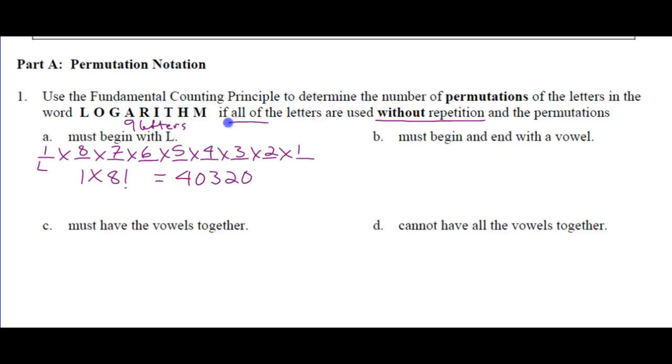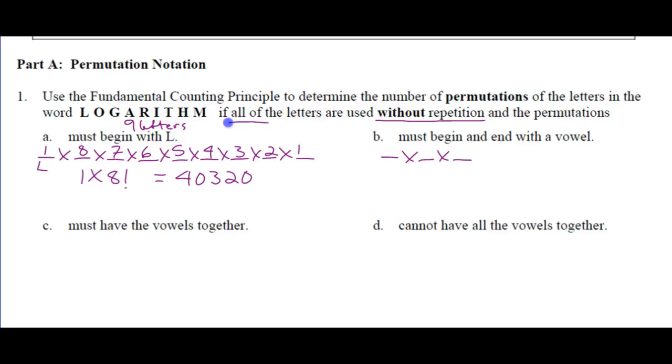Now what we want to get you used to doing is looking at things written from a fundamental counting principle point of view, using factorials, or using permutation notation, which we're going to hit a little further down the page. The answer might not just be a number, it might be an expression. You have to look at that expression and say, does that match this scenario? Must begin and end with a vowel.